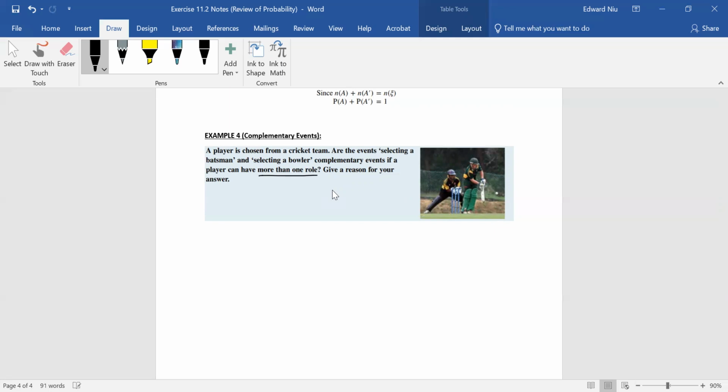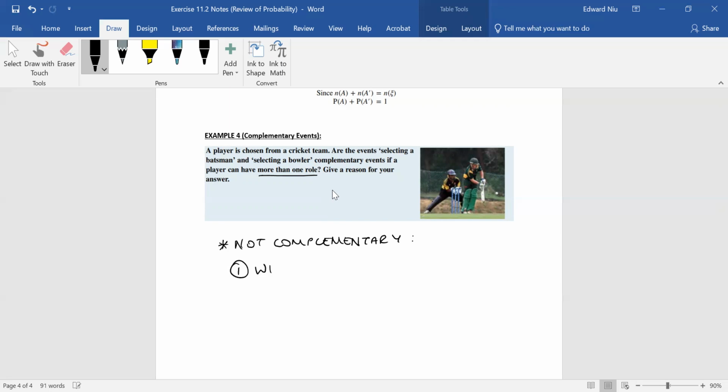Right. So remember, complementary events are like heads and tails. The probability of a heads is 0.5. The probability of a tails is 0.5. Together, they add up to 1. But here, when we're selecting a batsman and a bowler, it is not a complementary event. So, not complementary. Why?